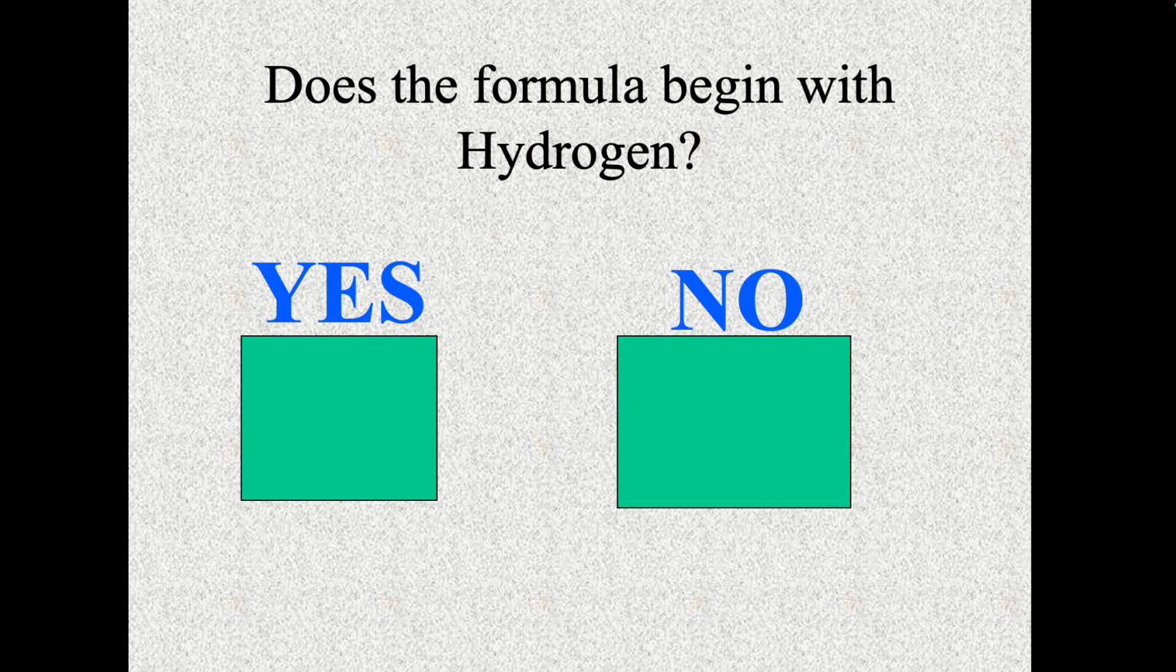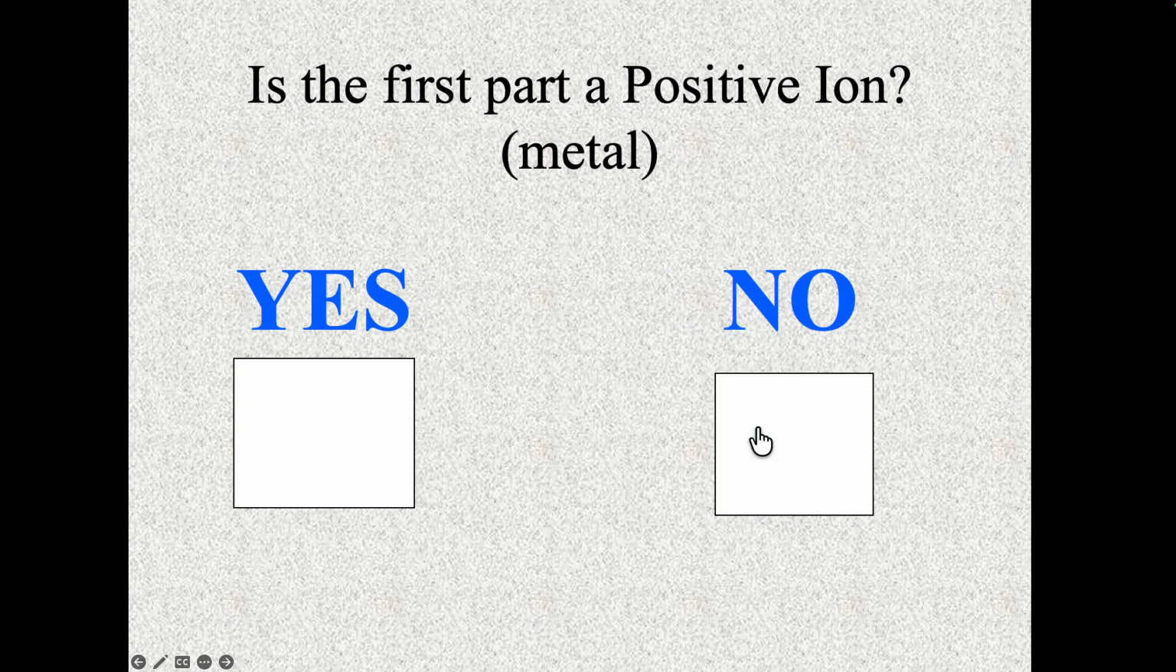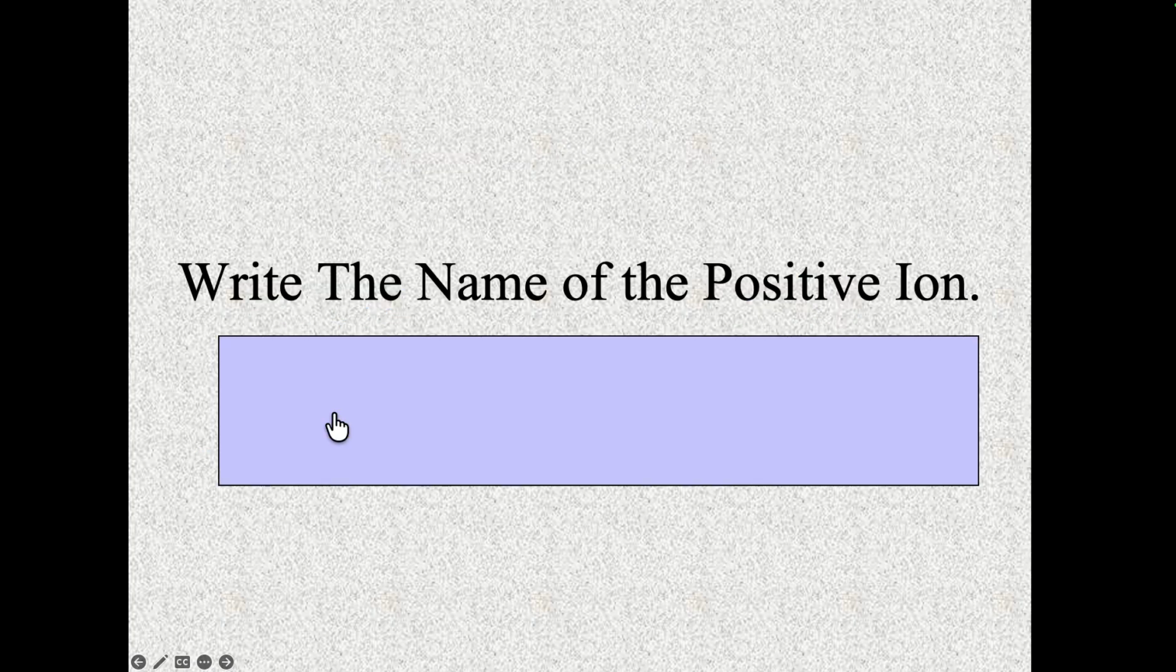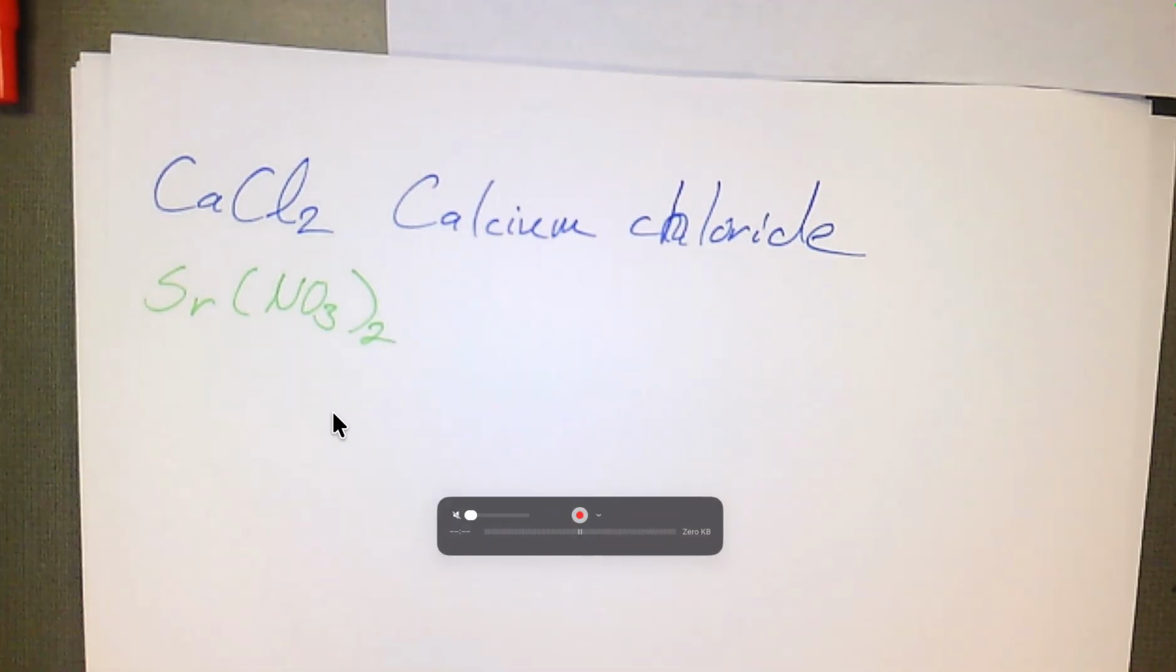All right. Does it start with hydrogen? No. Is the first part a positive ion, a metal? Yeah, where's Sr? Group 2 again. All right. That's not very creative on my part, but it is. So yes. Do we know its exact charge? Yeah, it's positive 2, so we say yes. So we just write the name. What's the name of Sr?